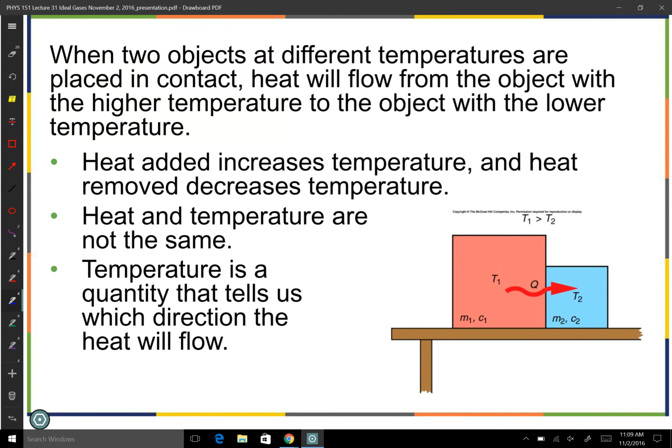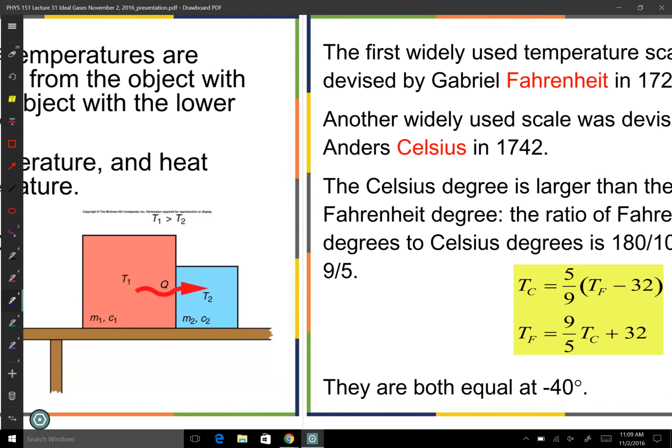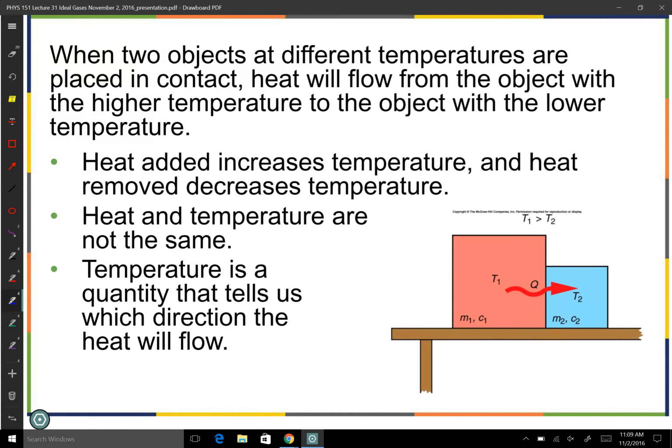So here is an example. I guess that's sweat on my screen. An example of what happens when I bring 2 things into thermal contact. I have here 2 blocks. Doesn't matter which one's bigger, which one's smaller. It matters which one's hotter and which one's colder as to the direction the heat will flow. So as long as temperature 1 is greater than temperature 2, it's going to go from the big one to the small one. If temperature 2 is greater, heat would flow the other direction.